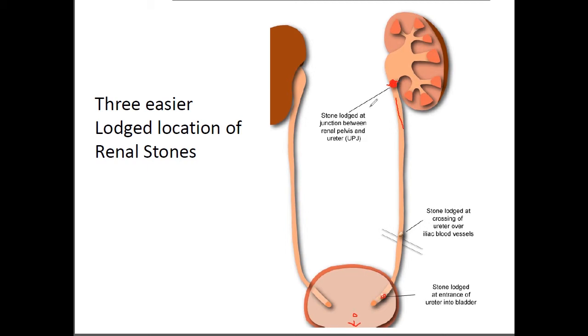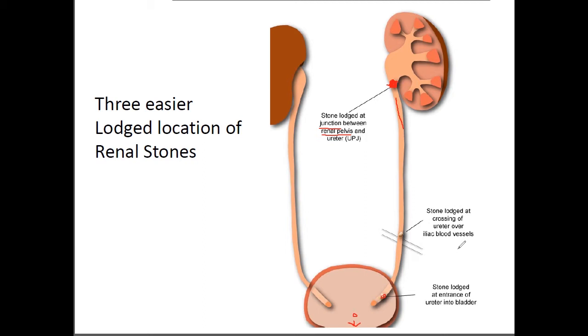So there are three parts where kidney stone pretty easily blocks. The first part is outside the kidney, where it connects with the ureter. It's the junction between the renal pelvis and the ureter. Kidney stone pretty easily blocks there.